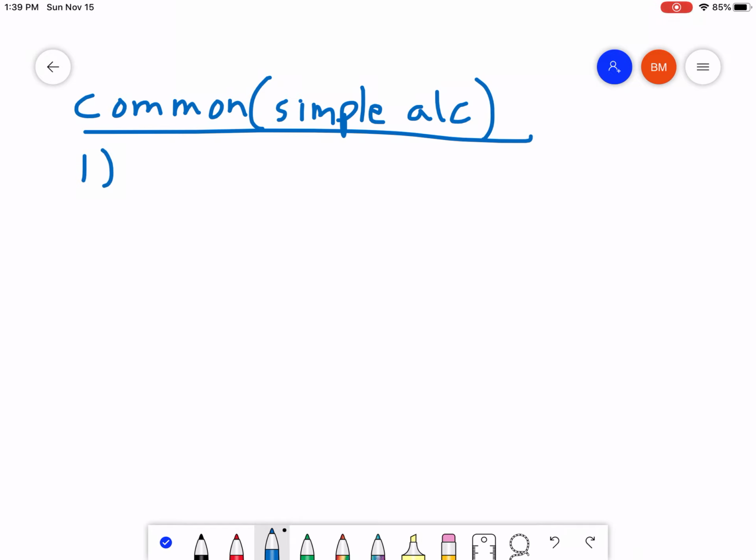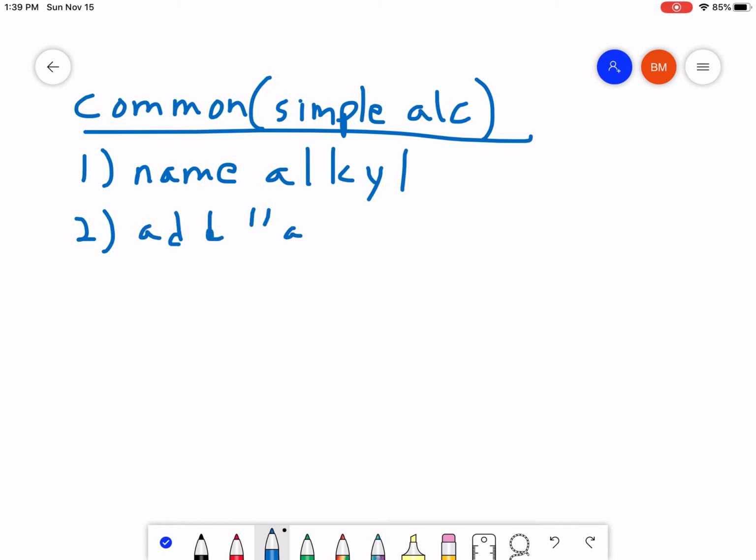There's 2 basic steps. Number 1, name the alkyl group that's present. Basically, your alcohol is going to consist of 2 portions here. It's going to consist of the OH, and then the alkyl group that's attached to it. So you name the alkyl group, and then add the word alcohol. That's it.